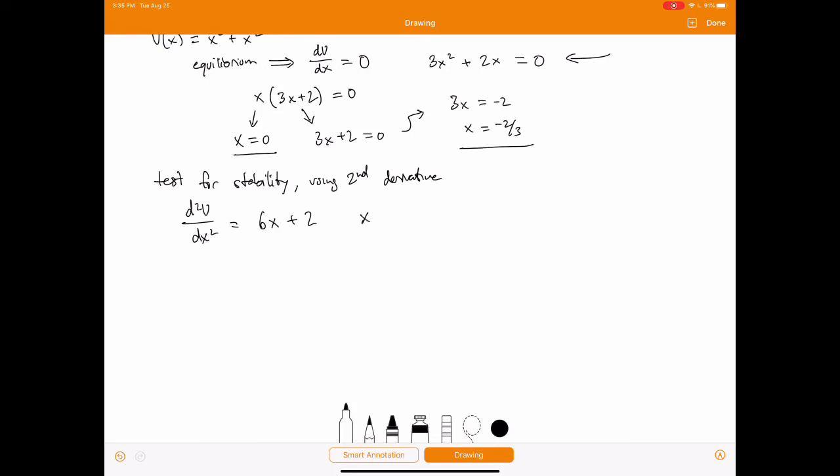So here, let's test out x equals 0. If x is equal to 0, then the second derivative is 6 times 0, we're just plugging in that value of x, plus 2, which gives us 2. So that came out positive. So that means the function looks like this, right? It's concave up, in other words. And that means we're dealing with a minimum of potential energy, which, as we saw, means we have a stable equilibrium point.